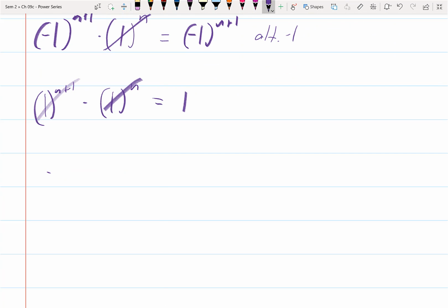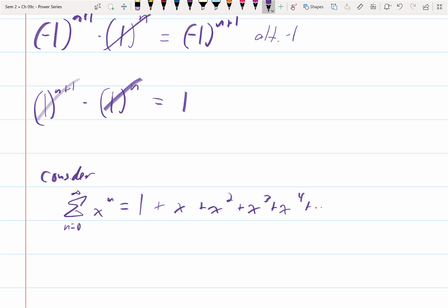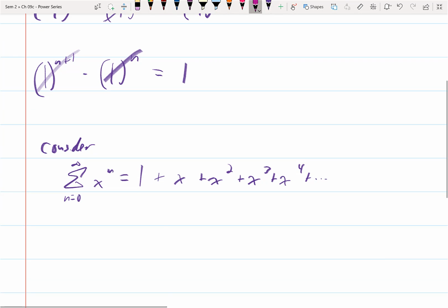So now we're going to consider this series. We're going to consider the sum from n equals 0 to infinity of x to the n. This is a representation of a series that looks like this: 1 plus x plus x squared plus x cubed plus x to the 4th, and so on. And the thing that we're going to ask is, what type of series is this?